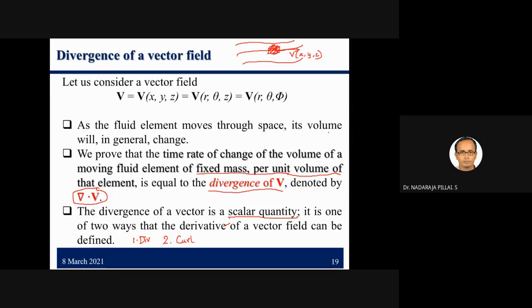Then comes the divergence. You know that the divergence is the divergence of the volume of the moving fluid element. That means the time rate of change of the volume of the fluid element, for a fixed mass, per unit volume of that element, is expressed by the divergence.